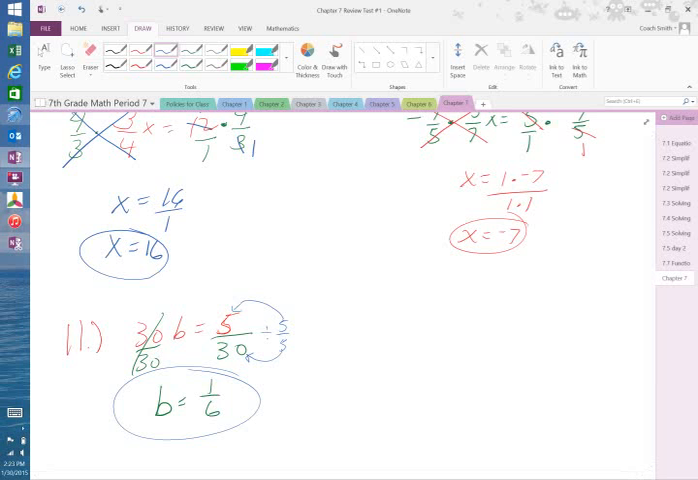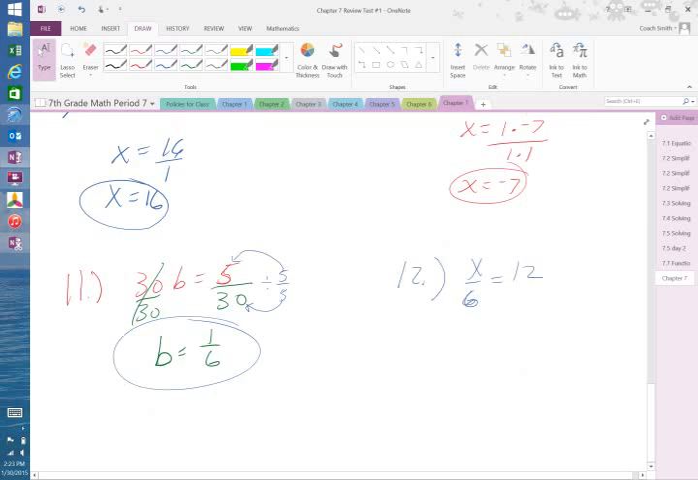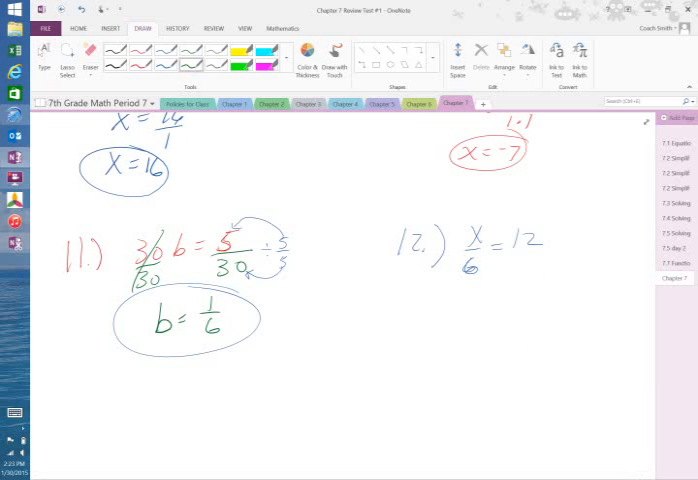Now, if we show it like this, x over 6 equal 12. Okay, x over 6 equal 12. We take and multiply both sides by 6. They cancel on the left side, leaving me with x is equal to what? 72.